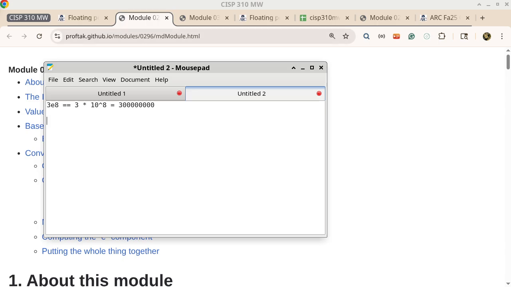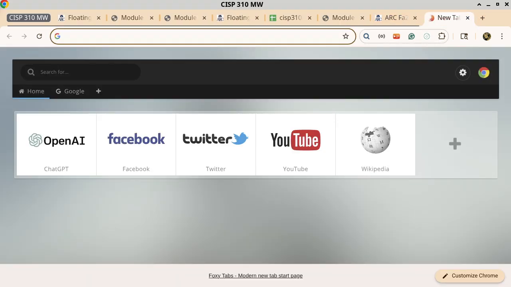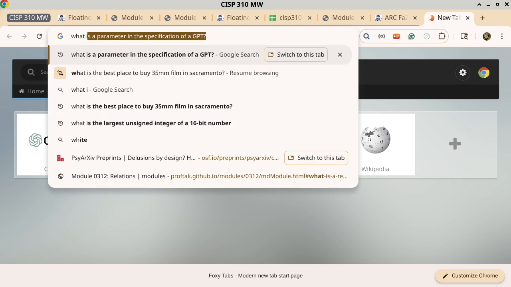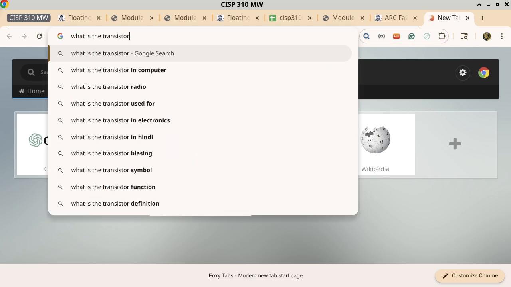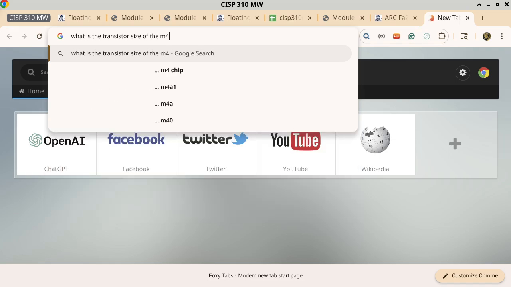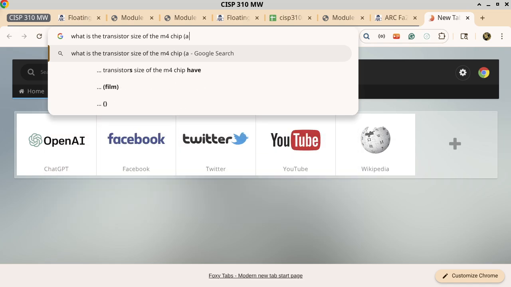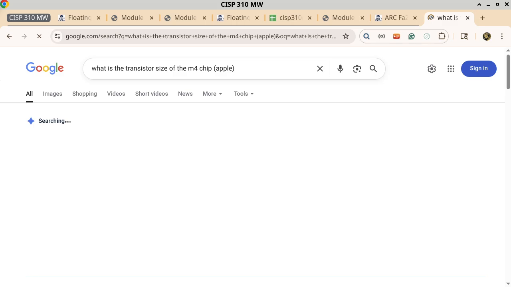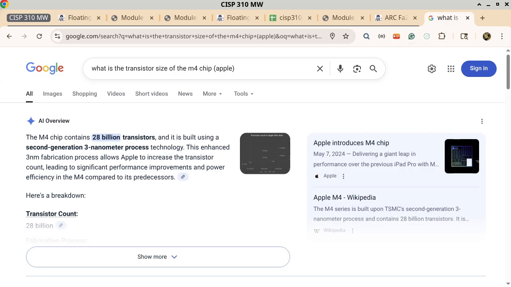Okay, this is a computer science class. We can use Google search. What is the transistor size of the M4 chip? No, no, no. But I'm not asking about the number. I'm asking about the size. So the second generation is a 3 nanometer process.